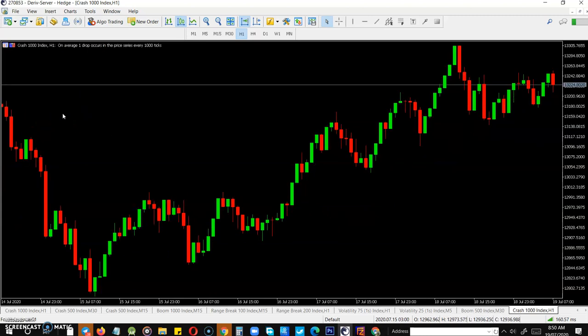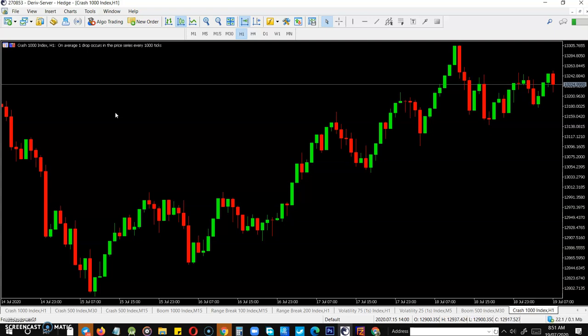So that's how you add your Crash 1000, and this method is applicable to Crash 500 if you are to add it. So let's start with Crash 1000. Now, how do you trade this market profitably? How do you make money from this market?